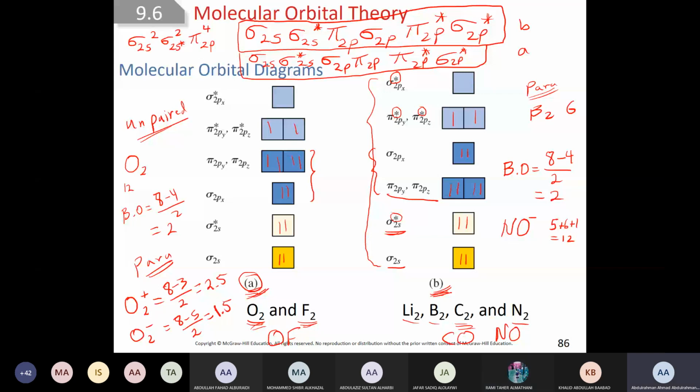1.5. So if I give you 3 molecules, O2, O2 plus, O2 minus, which one will have the strongest bond? O2 plus. Which one will have the shortest bond? O2 plus. Which will have the weakest bond? O2 minus. Which one will be the longest bond? O2 minus. I hope this is clear.